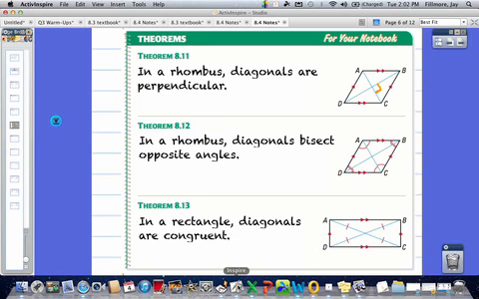So 8.12 says in a rhombus, diagonals bisect the opposite angles. And you can see a nice example picture to the right.